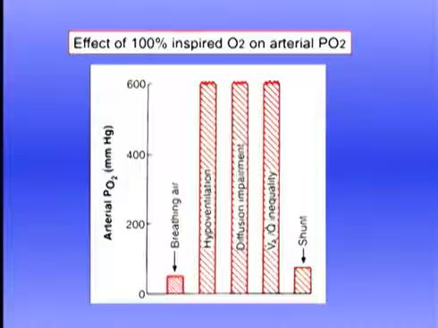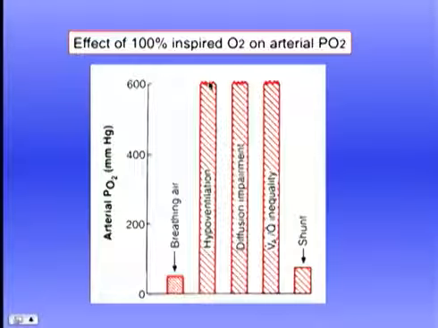And here what we've got is the effect of giving 100% inspired oxygen on the arterial PO2. Now, we don't always use 100%, in fact we rarely do, but this is to show how effective it can be. So here we've got the arterial PO2 on this axis, and breathing air, the arterial PO2 is around about 90 to 100, something like that, the normal value. Now, what happens if a patient has hypoventilation and you give them a high inspired oxygen concentration? Well, the arterial PO2 can rise to an extremely high value.